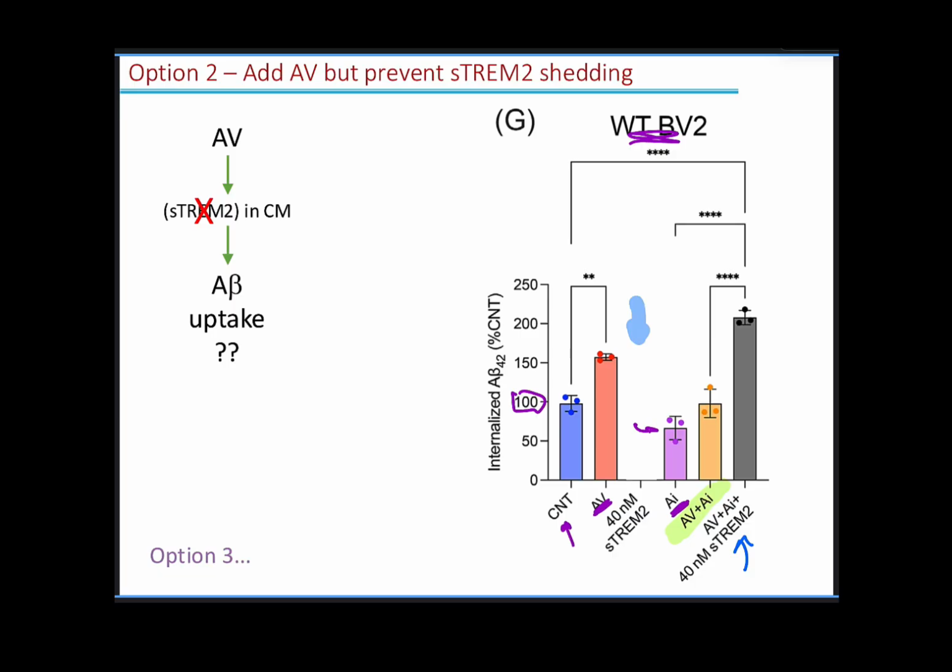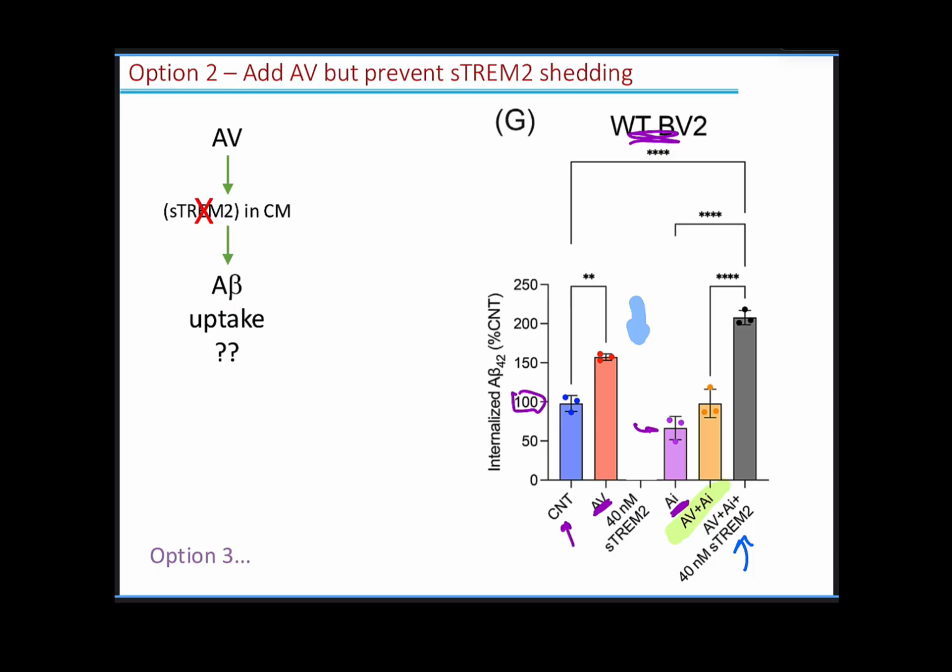But you also suspect, or you want to make sure, that sTREM2 is indeed the one responsible for this and not any of the other things. How else could you take sTREM2 out of the way? They did it by adding the ADAM inhibitor. How else could you take sTREM2 out of the way? We've seen this approach before.